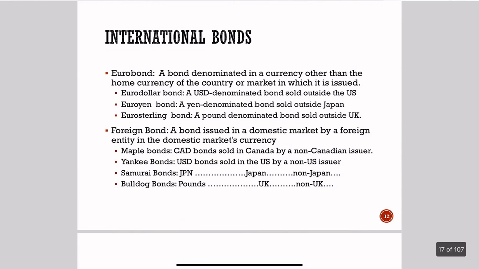Okay, international bond. So there are two major kinds of international bonds. The first is Euro bond. The second is foreign bond. So first, what is a Euro bond? It's a bond denominated in a currency other than the home currency of the country or market in which it is issued. For example, we could talk about Eurodollar bond. So it is a USD denominated bond sold outside the US. Then there's also Euroyen bond and Eurosterling bond.